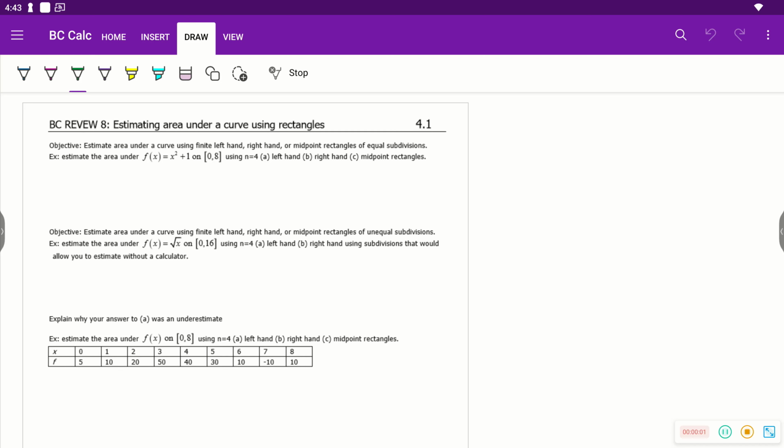Okay, hello. So here we are. We're covering, and I have a spelling mistake. We're covering review 8. We're just getting started today and we'll finish on Monday. But it's estimating area under a curve using rectangles, also called Riemann sums. You'll hear both used. And so here goes.